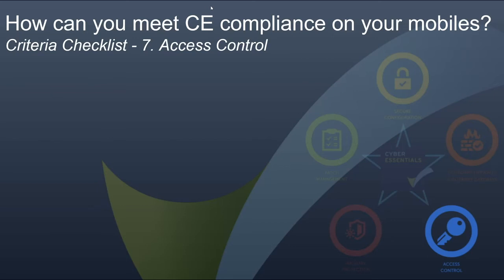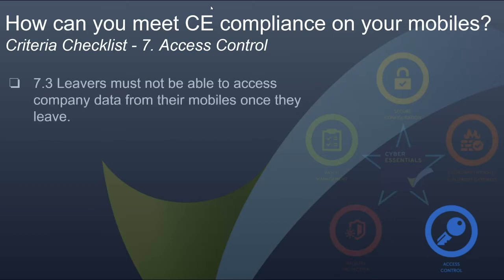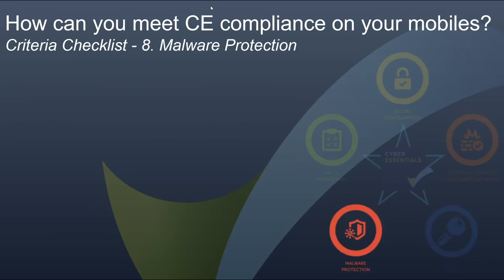The next section, access control, section 7. This states, quite simply in terms of pertaining to mobile, you must have a leaver process to ensure that leavers can no longer access company data from their mobile devices when they leave. This is something that you can achieve, for example, if you have Microsoft 365 and are using Exchange Online, you can achieve this to an extent with that. If you're just using email, for example, but there are more comprehensive solutions to make this more achievable, which again, we'll cover off very shortly.